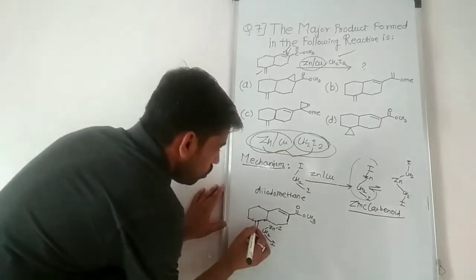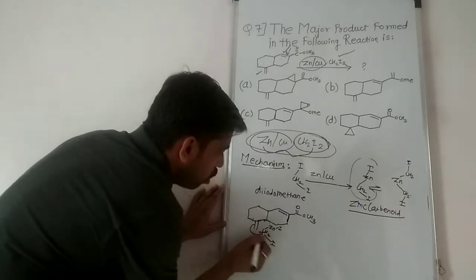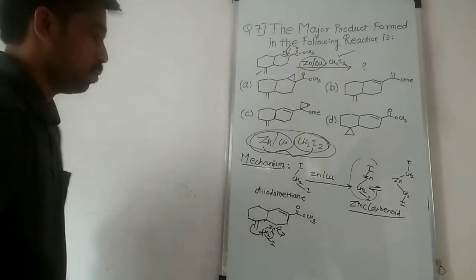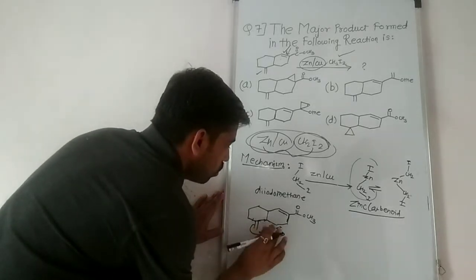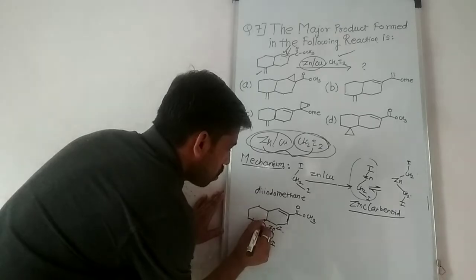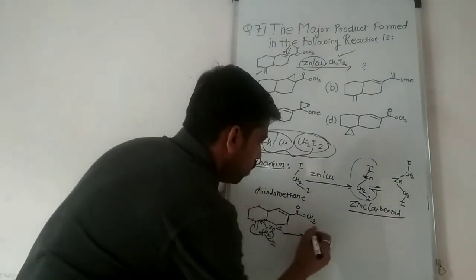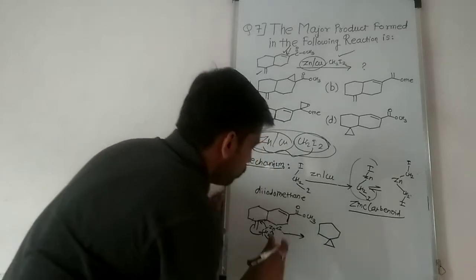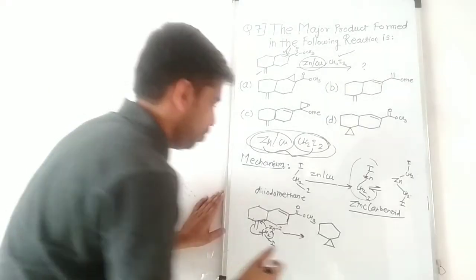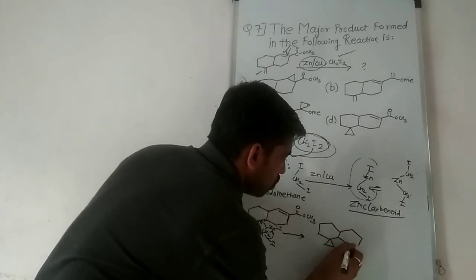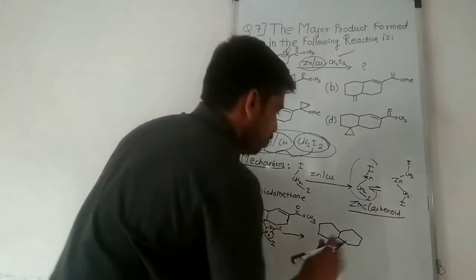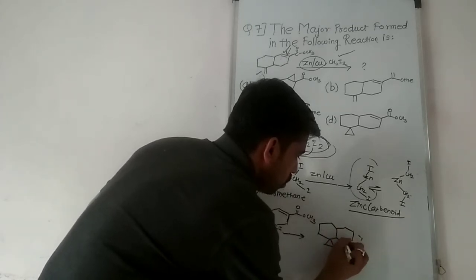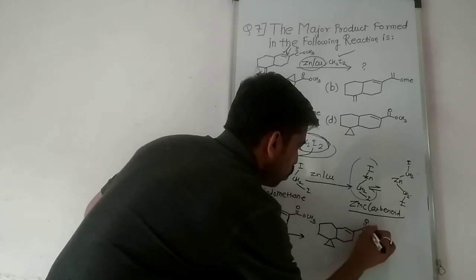In the first step there is attack at the electron deficient carbon of the zinc carbenoid, and then there is elimination of these groups, like this, and there is formation of the cyclopropane.